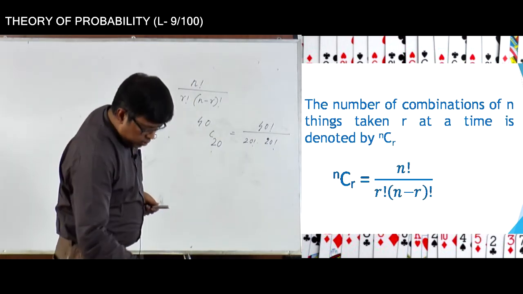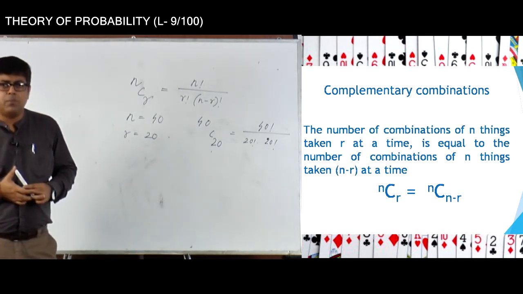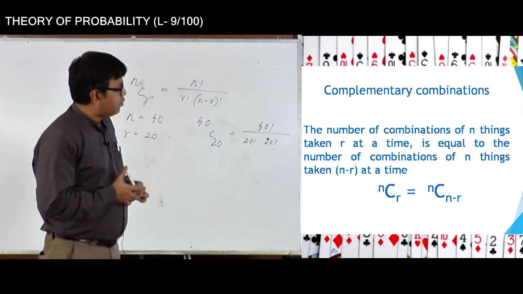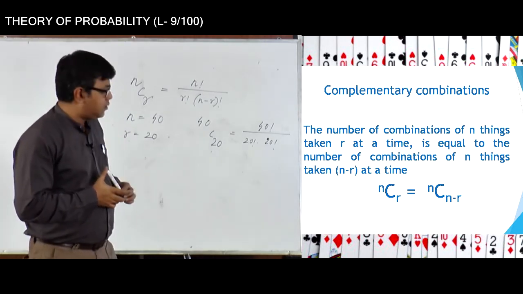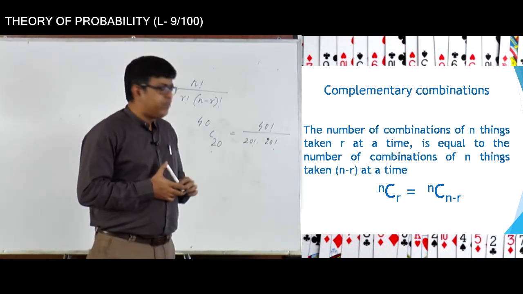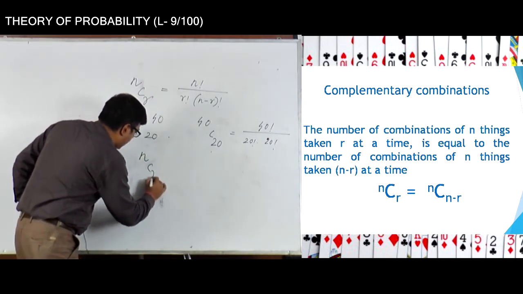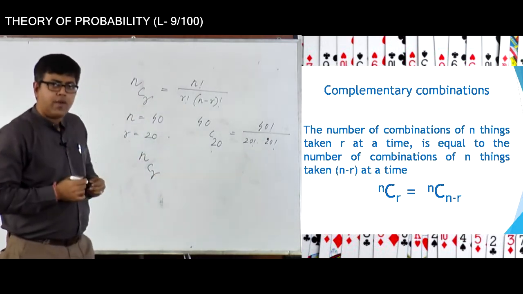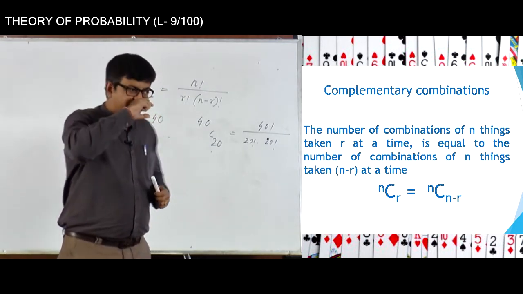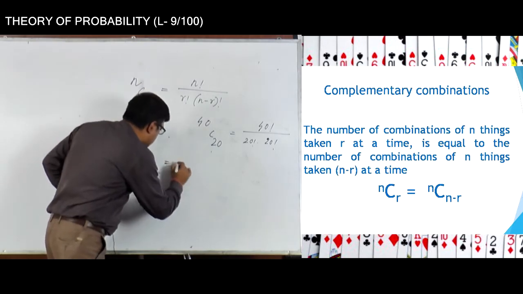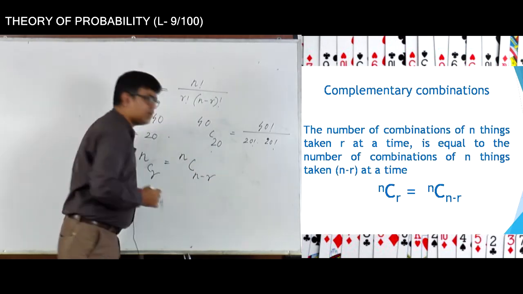Now, a very important aspect of combination is the complementary combination. If you look at the result, I have written NCR can be written as NC(N minus R). NCR, as I just told you, is the number of ways of selecting R things from N things. That is exactly equal to the number of ways of selecting N minus R things from N things.